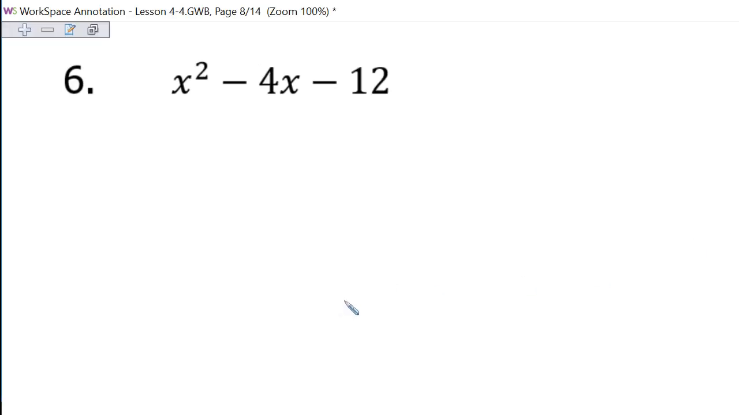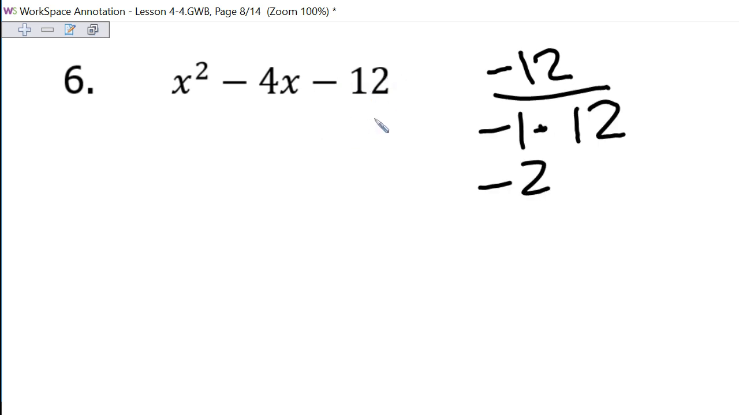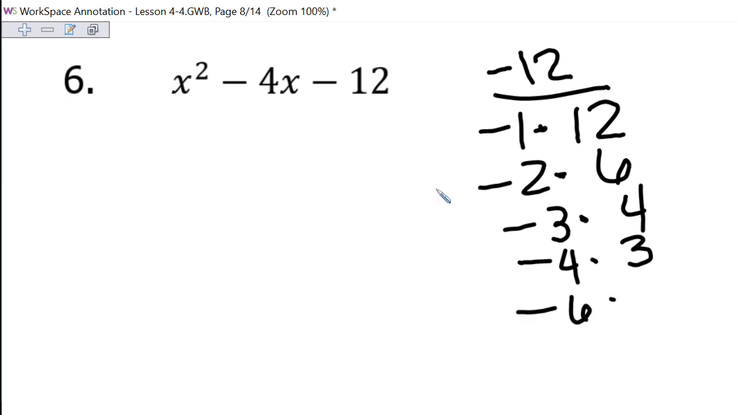Okay, number 6, what do we have to multiply to? Negative 12. So if you have to multiply and get a negative, that means one of your numbers has to be what? Negative. So start with negative 1. Negative 1 times what? 12. Negative 2 times what? Negative 3 times what? Negative 4 times what? 3. Negative 6 times? Negative 12 times 1.